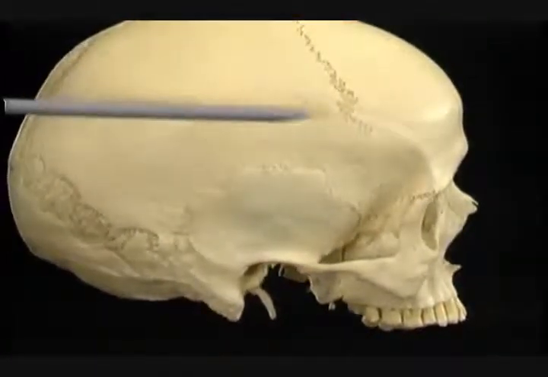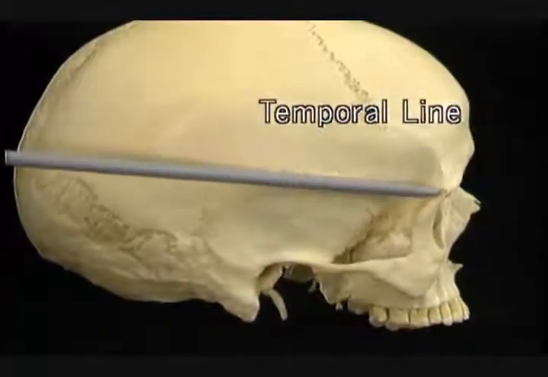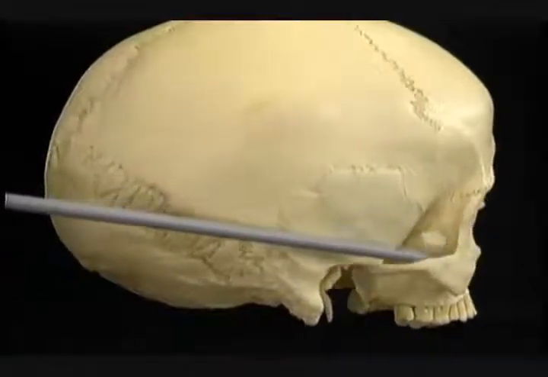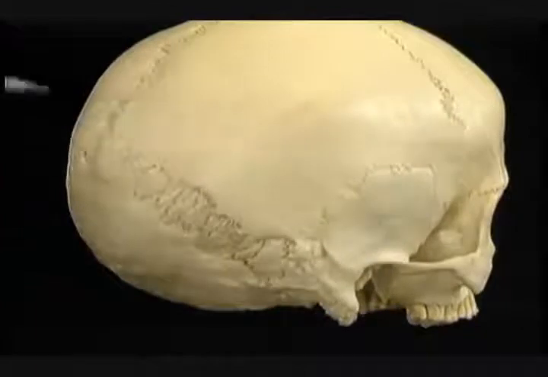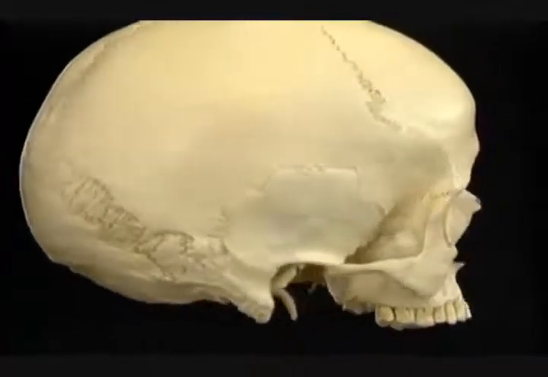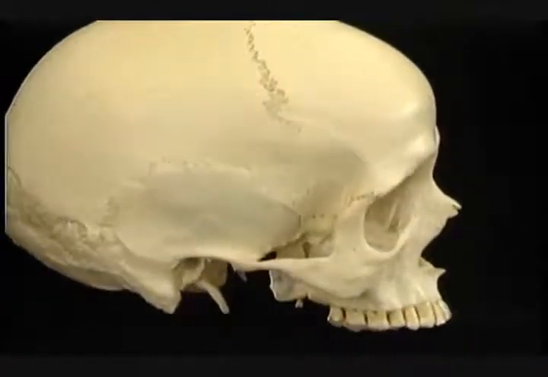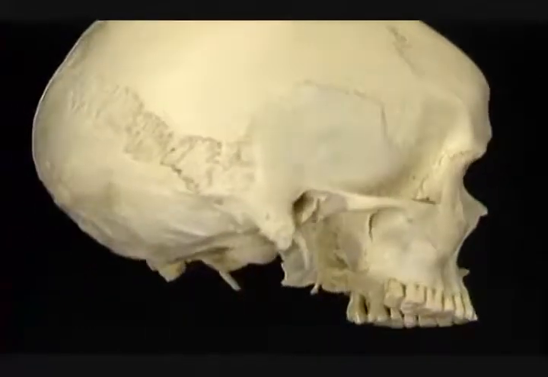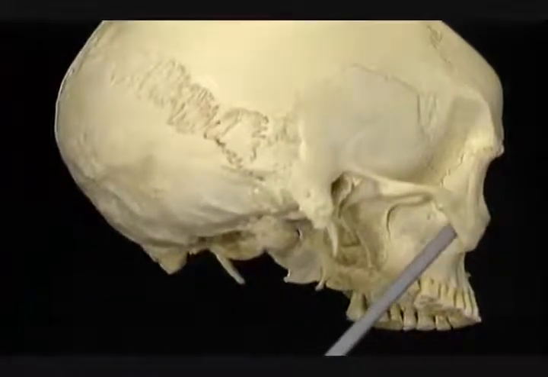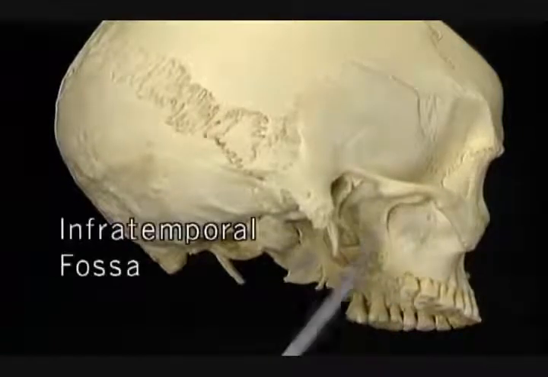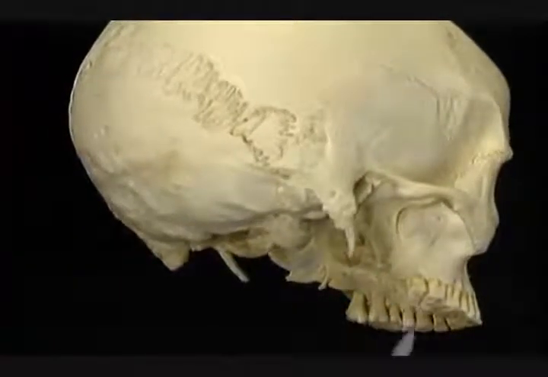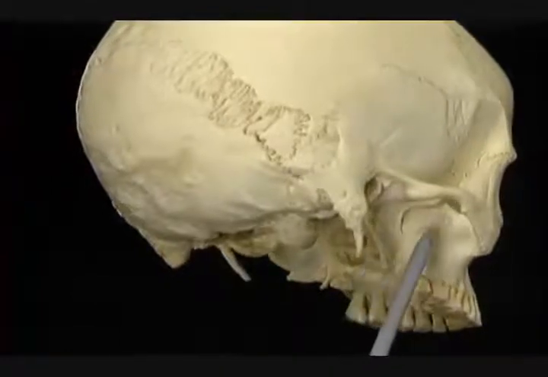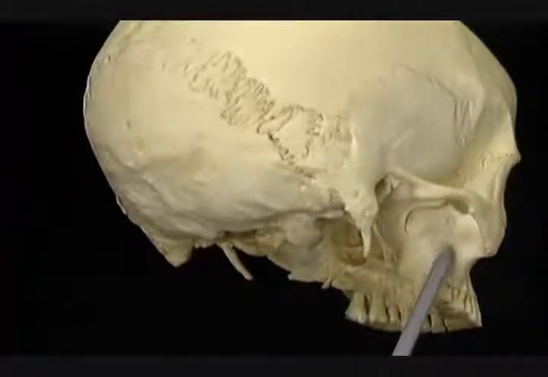It's enclosed by this ridge, the temporal line, by the lateral orbital margin, and by the zygomatic arch. The temporal fossa contains the large temporalis muscle. The temporal fossa is continuous with this deeper hollow, the infratemporal fossa. The walls of the infratemporal fossa are formed by this part of the base of the skull and by the posterior part of the maxilla.